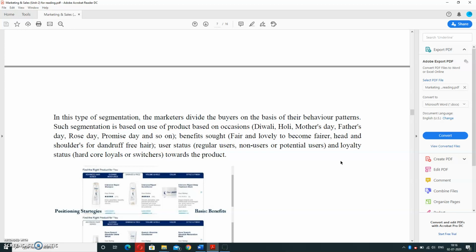Some are dependent upon the benefit sought, how beneficial it is for you. Like Fair and Lovely is preferred to become fairer, Head and Shoulders for dandruff-free hair. How much percentage of people are satisfied? It depends upon the status of your product, how many regular customers there are, how many non-regular customers there are, what is the loyalty of your product, how many loyal customers you have. These segmentations are all divided on the basis of the behavior of a particular person.